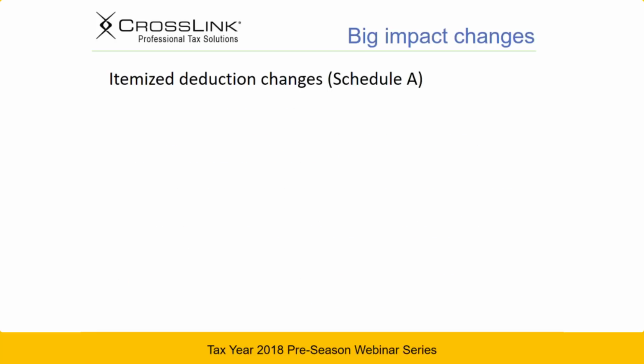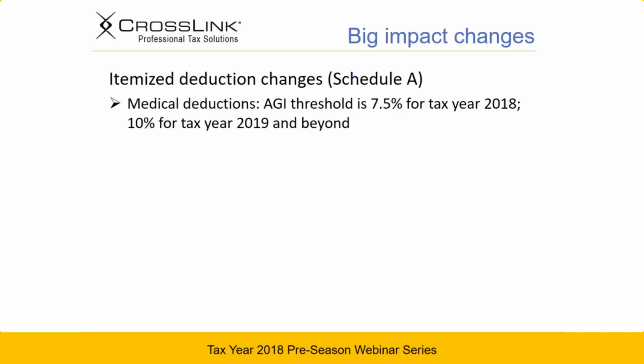Other big impacts, and this is going to be a big one for those of you working with people who like to itemize. When it comes to the Schedule A, there have been some changes to itemized deductions. First of all, when it comes to medical deductions, the adjusted gross income threshold is 7.5% for taxpayers in 2018, 10% for taxpayers in 2019 and beyond.